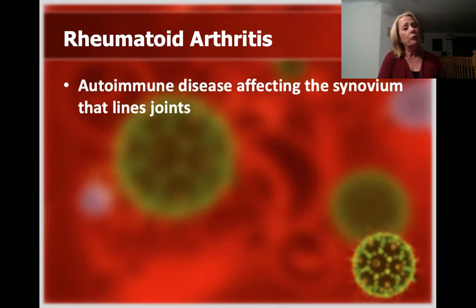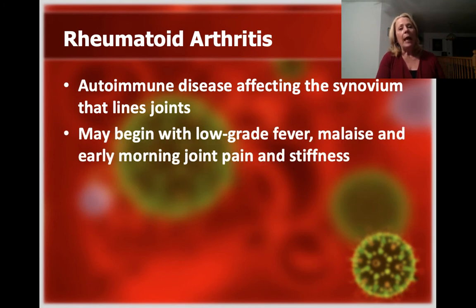Rheumatoid arthritis is an autoimmune disease, and this is affecting the synovium that lines our joints. A lot of times, and this is with more than rheumatoid arthritis, a lot of autoimmune diseases start with low-grade fevers, and they start with kind of just malaise, like there's just something wrong. I just don't feel good. And then they have joint pain.